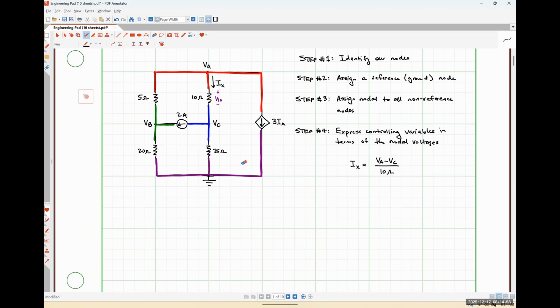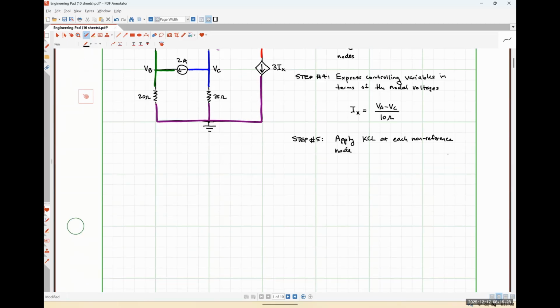All right. So step number 5. We are going to apply Kirchhoff's current law at each non-reference node. So in this case, we have 3 non-reference nodes, so we're going to have to write 3 KCL equations, okay? So I'm going to start with KCL at node A.